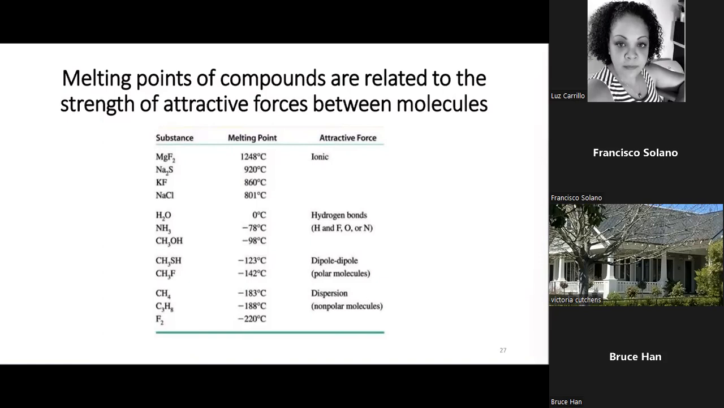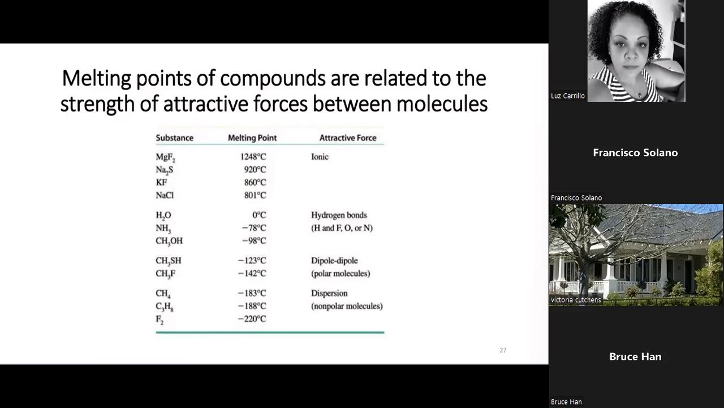So here I have a list of compounds, and you can see how we have on the top ionic compounds. And when we compare ionic compounds to covalent compounds, which start from water all the way down to F2, we can see that by looking at the numbers only, we can already determine that ionic compounds have a higher melting point compared to covalent.